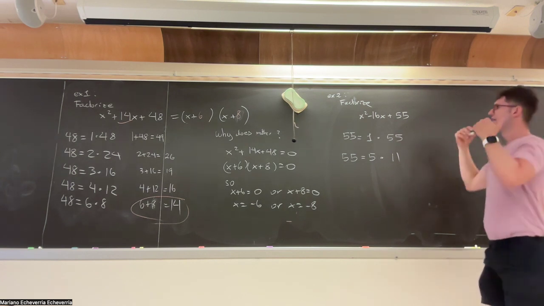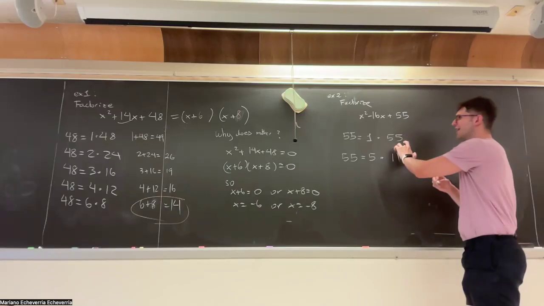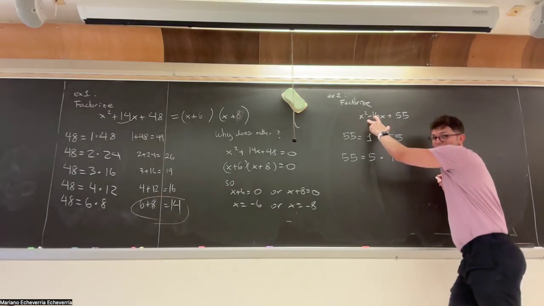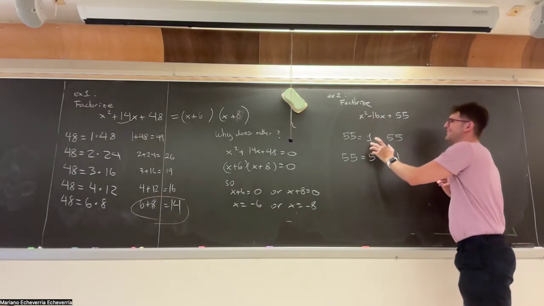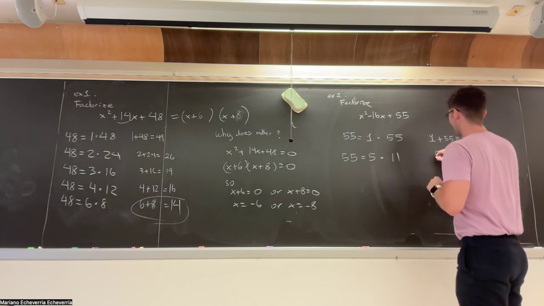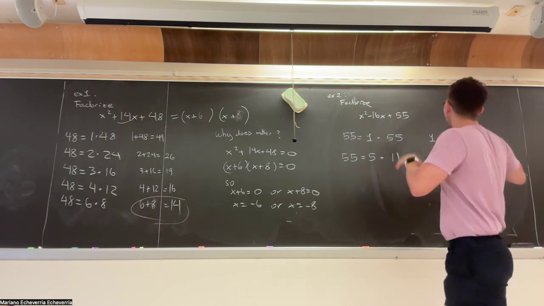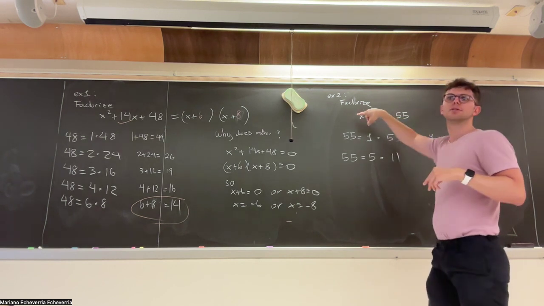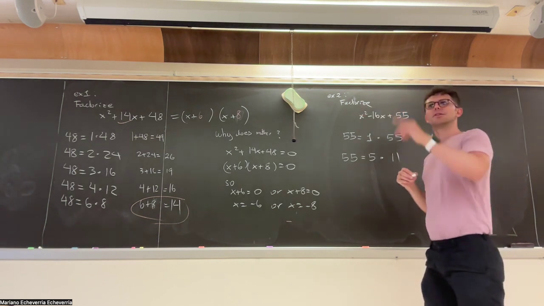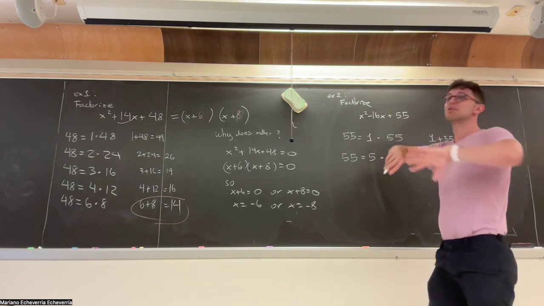Now, the other quality that this should have is that the numbers should add up to the one in the middle. What is the problem here? If you add up the numbers, you get 1 plus 55, which is 56, and 5 plus 11, which is 16. None of these have a chance to get to the middle one. Yes. You have to make them negative. Yeah, exactly, that's the fix.